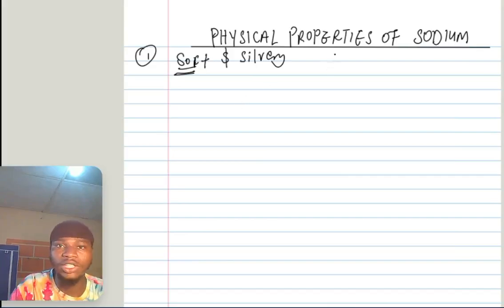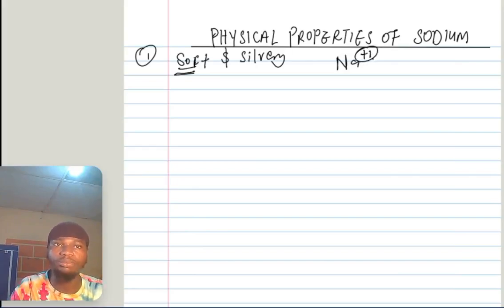Remember that sodium is written with the symbol Na and it always has a plus one charge. Now this plus one charge tells us that in the metallic bond between sodium atoms, sodium is only able to donate one electron. Are we together? In the metallic bond between sodium atoms, they are only able to donate one electron into the electron cloud for the formation of the metallic bond.